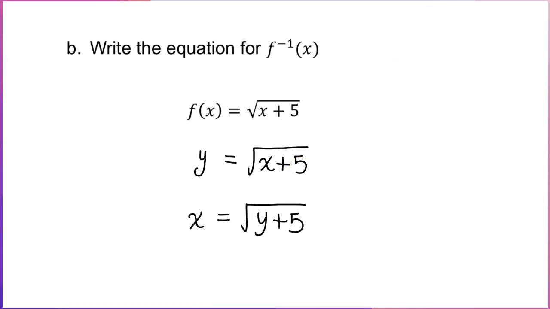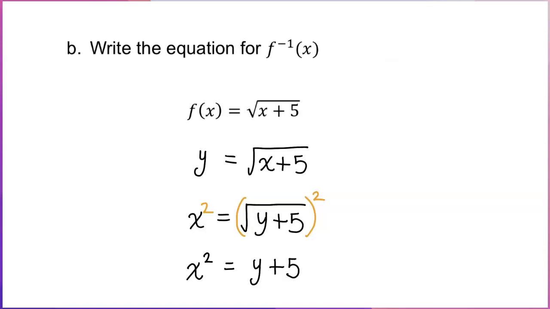Now, let's solve for y. To get rid of square rooting, I am going to square both sides, okay? So if I square both sides, I'm going to get x squared. And look what happens. If I square the right-hand side, the square root and the exponent of 2, they will just cancel out. So what comes right out? Y plus 5 comes right out.